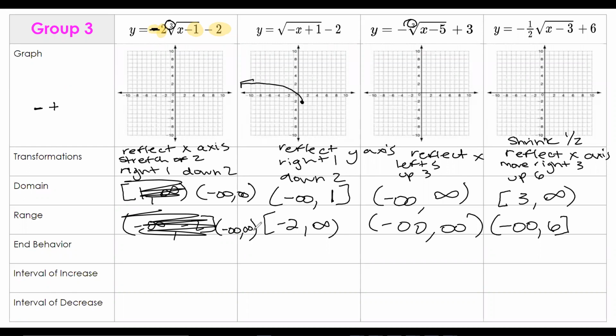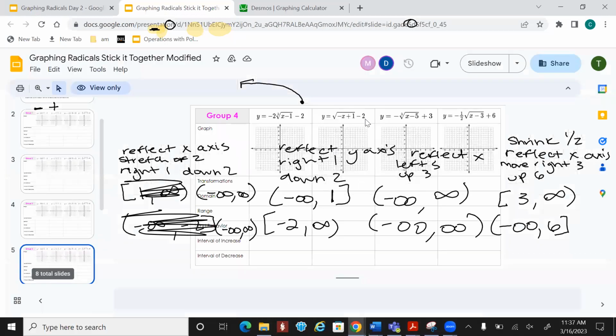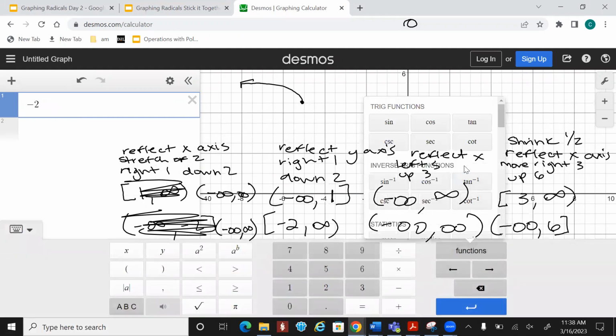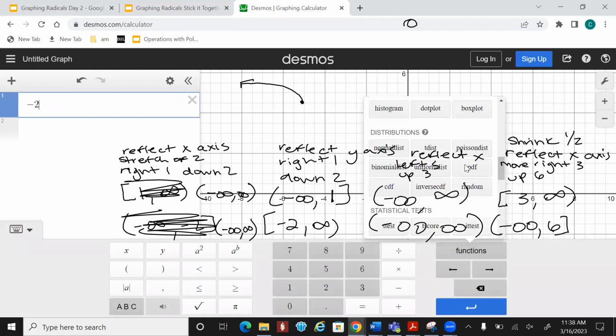Okay. So now what you're going to want to do is graph all four of these and the end behavior, and then we got to determine if it's increasing or decreasing. So let's go ahead and graph the second one. When you type this in, you're going to put the cubic root. The way you do that is you go to keyboard, go to functions, and you scroll down to where it says nth root.